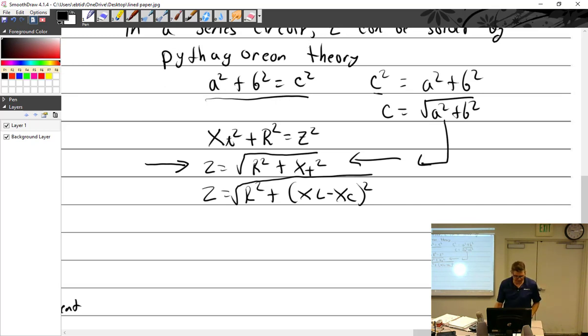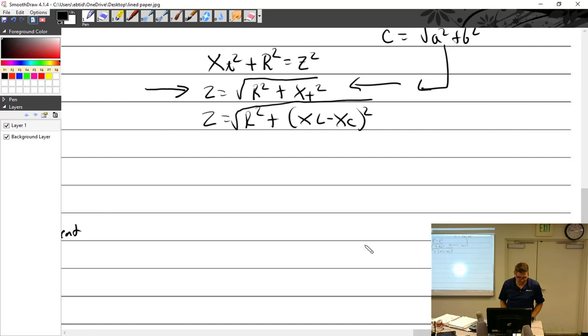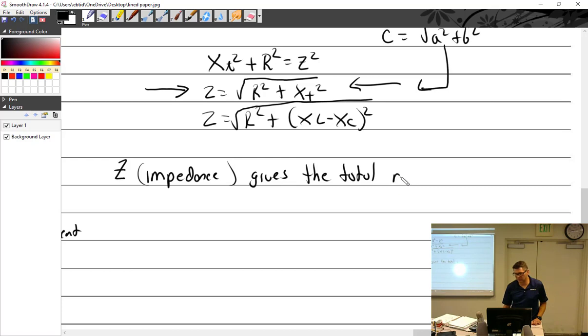So this is a repeat, but just so you know, Z, which is impedance, gives the total resistance of an RCL circuit. All right, that's what we've been saying.